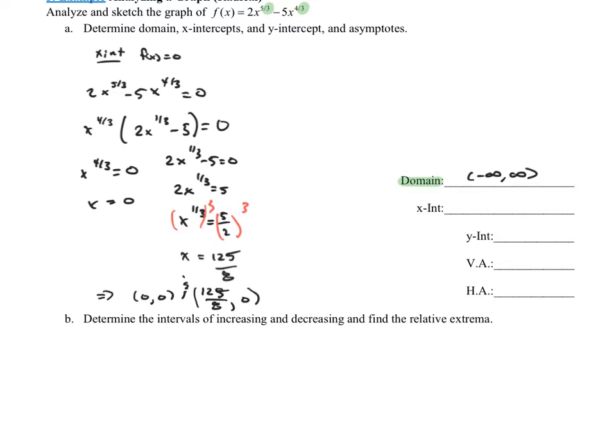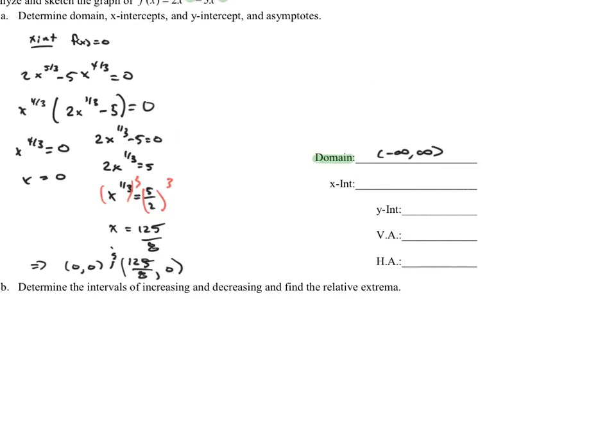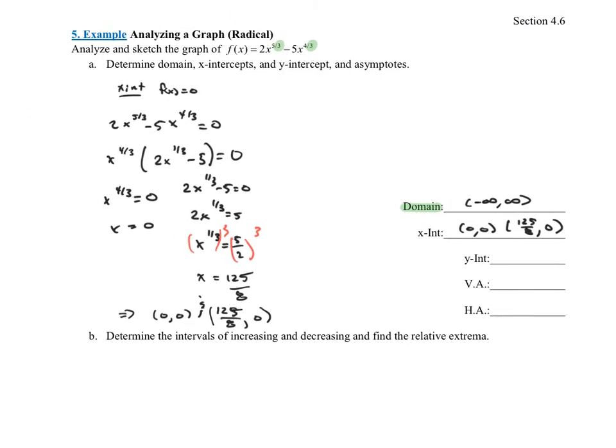When I graph that, I'm going to use a calculator to see the decimal version of it. So the x-intercepts again were the points 0, 0 and 125/8, 0. The y-intercept, I already know what it is if you have some insight. I already know that the point 0, 0 is an x-intercept. It's also a y-intercept.